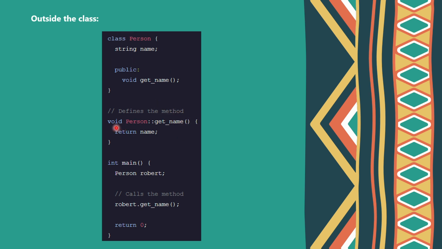So void, class name, scope resolution operator, getName, that is this, and for that function I'll return name. See, name is an object inside the class Person. So this is how you define a method outside the class. We can see here it's outside the class separately. Now it's the same thing in main: Person Robert dot getName. In the same way, using the dot operator, you will call this method if you want to use that method.